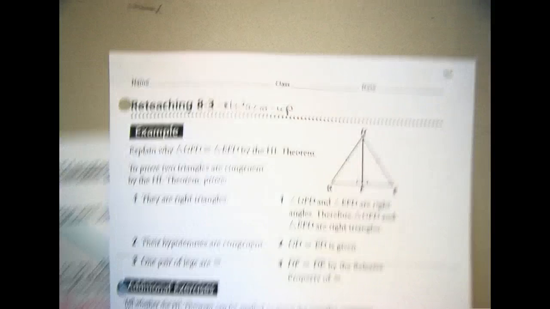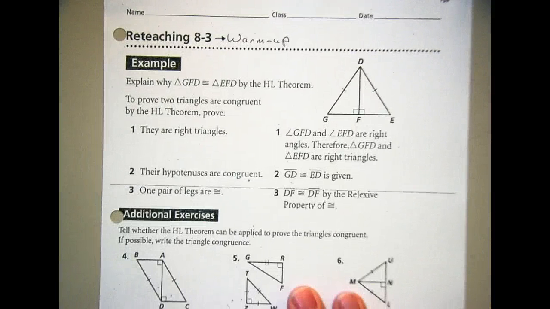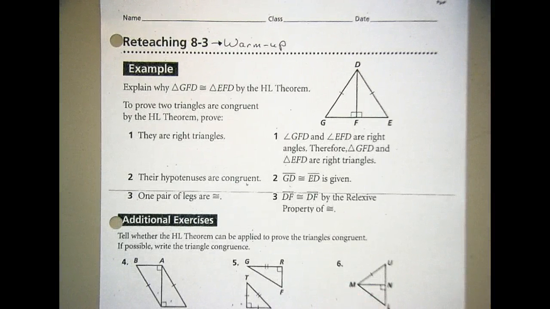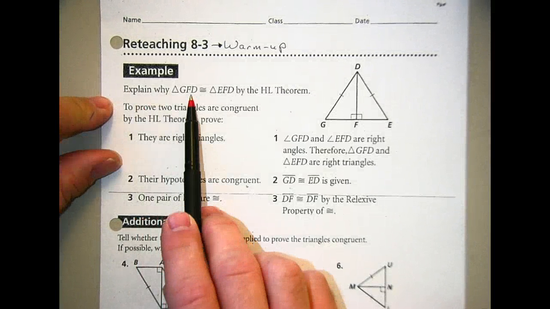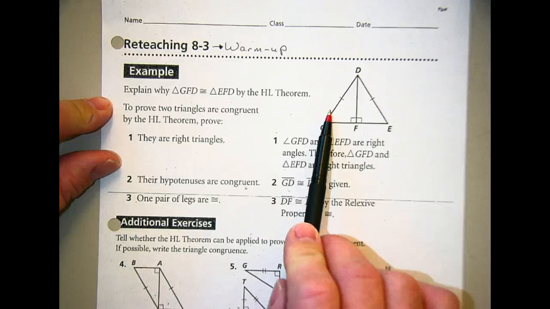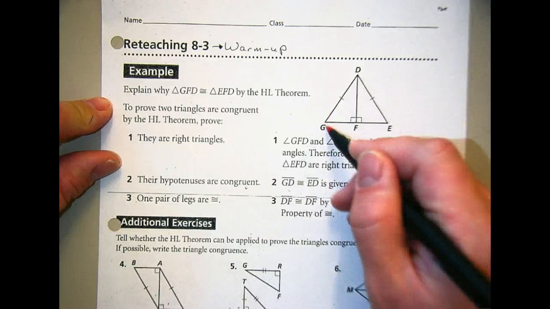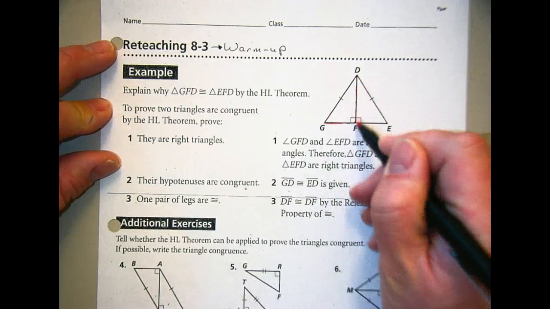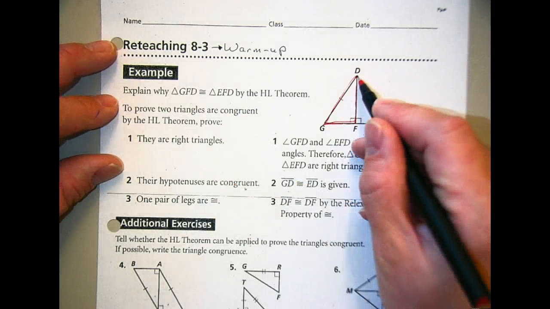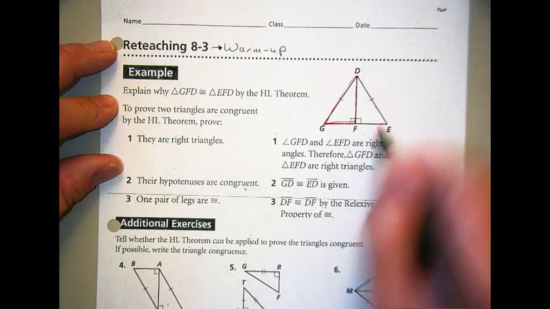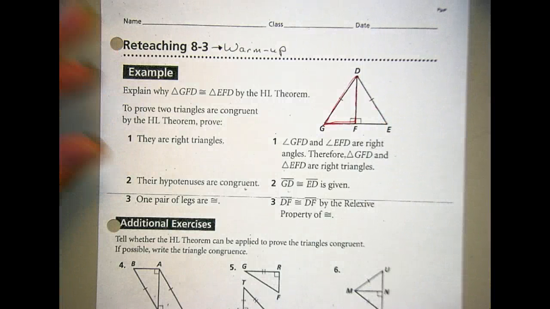So here's what I'm going to do. We're going to take a look at this. This is a sheet you picked up on the way in, the reteaching. Knowing what the hypotenuse leg theorem says, explain why triangle GFD is congruent to EFD by hypotenuse leg. Explain to your neighbor why those are congruent by hypotenuse leg.